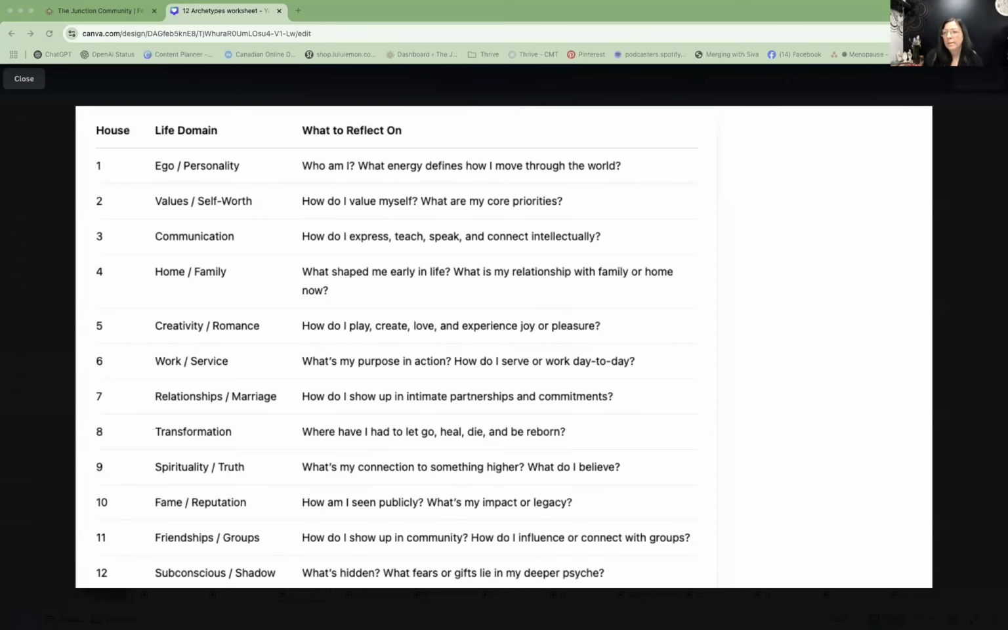So wheelhouse 1, ego personality. That's who am I? What energy defines how I move through the world? Number 2, values, self-worth. How do I value myself? What are my core priorities? Communication. How do I express, teach, speak, and connect intellectually? Home, family. What shaped me early on in life? What's my relationship with family or home now? Creativity. How to play, create, love, and experience joy or pleasure.